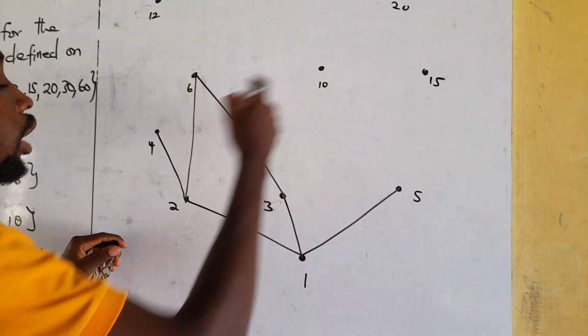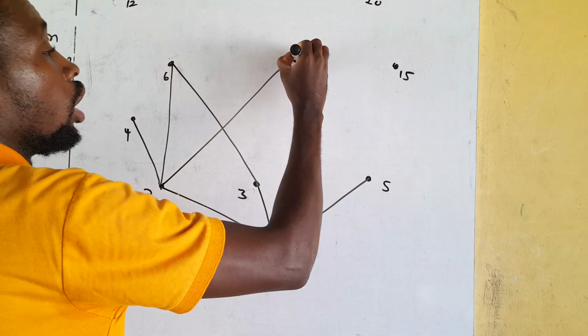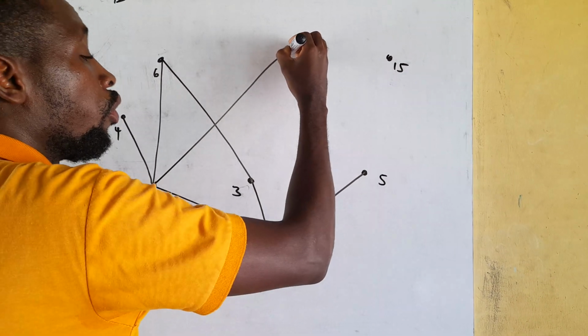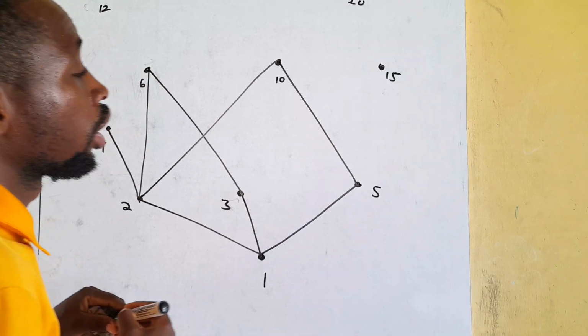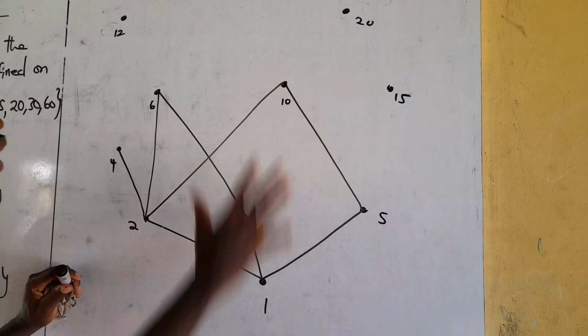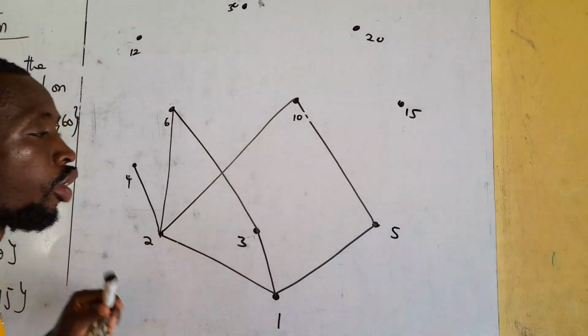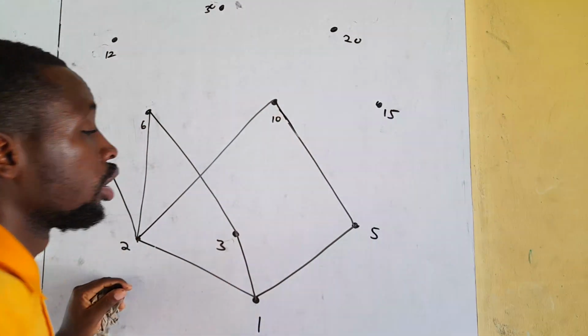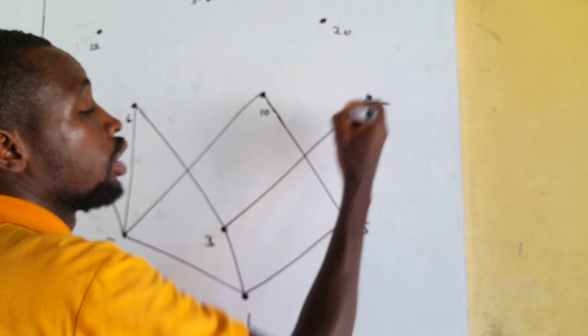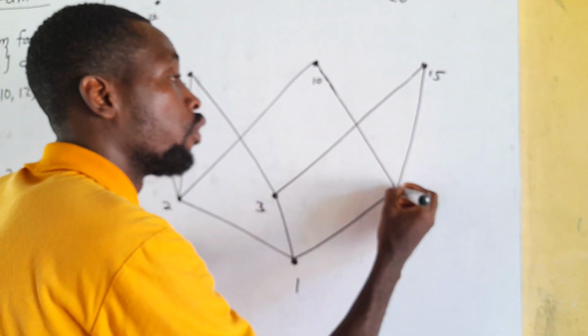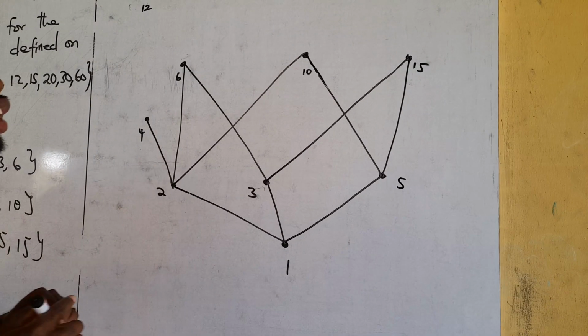So now let's go to the 10. So 2 is a factor of 10. 5 is a factor of 10. 3 is not a factor of 10, so we won't draw. 4 is also not a factor of 10. Neither is 6 a factor of 10. So now 15. 3 is a factor of 15. 5 is a factor of 15. I hope you get that.